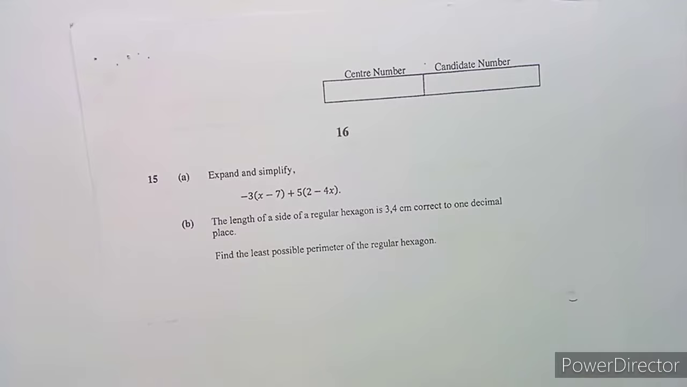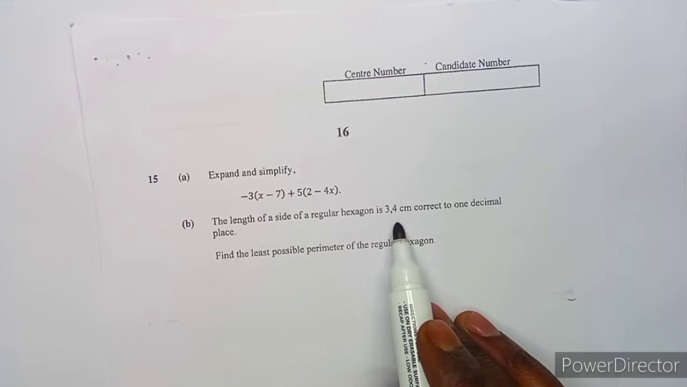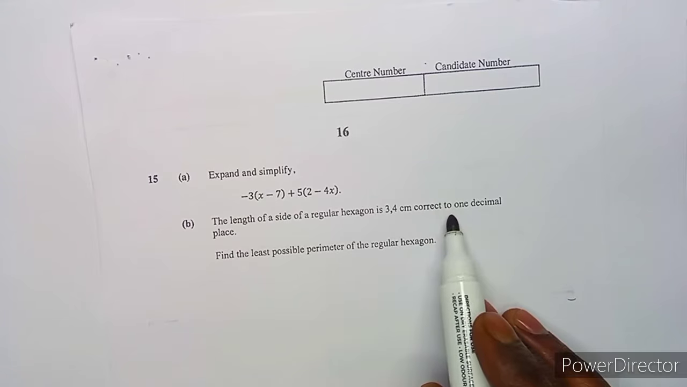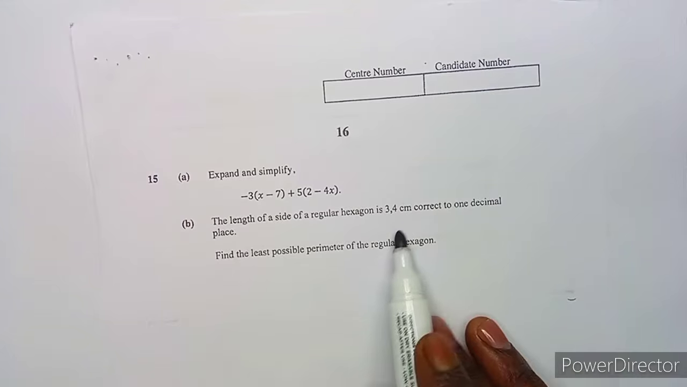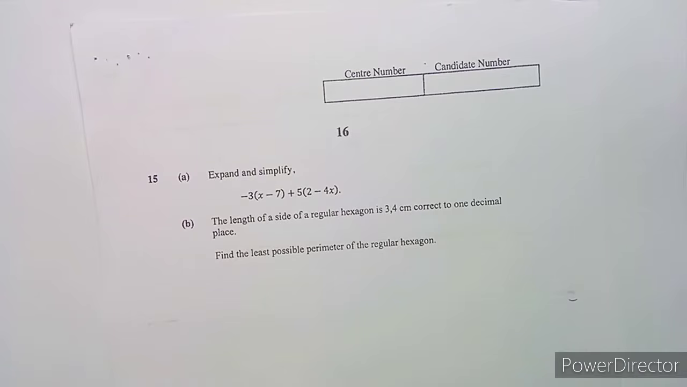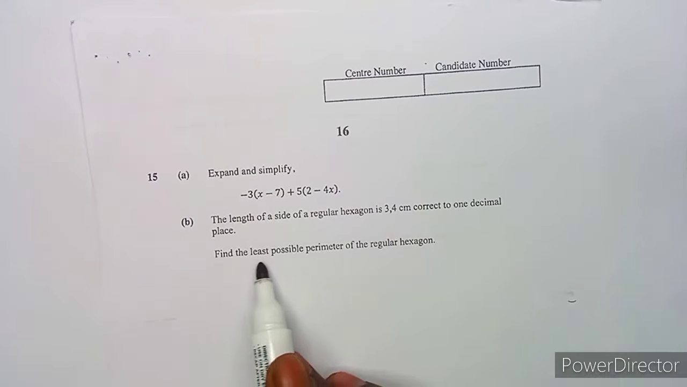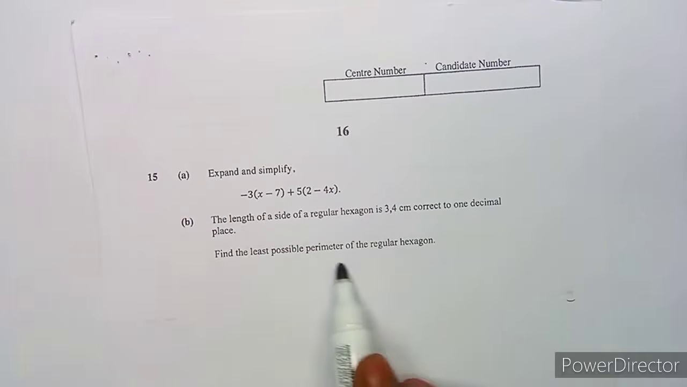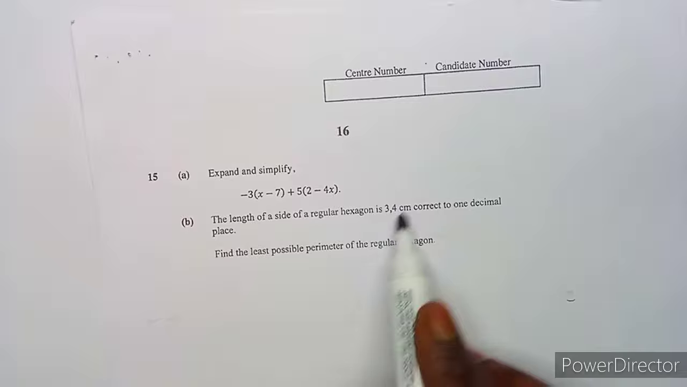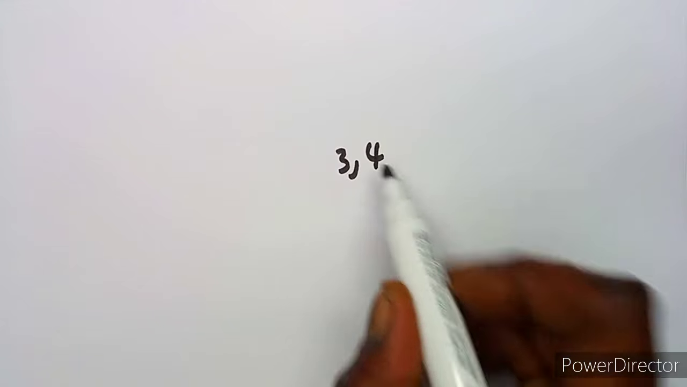Expand and simplify. Then we are given that the length of a side of a regular hexagon is 3.4 centimeters, correct to 1 decimal place, which means this was not the exact value. There was another value, then it was rounded off to give us this value. But we are asked to find the least possible perimeter of the regular hexagon. So we have to find the least value of this 3.4.